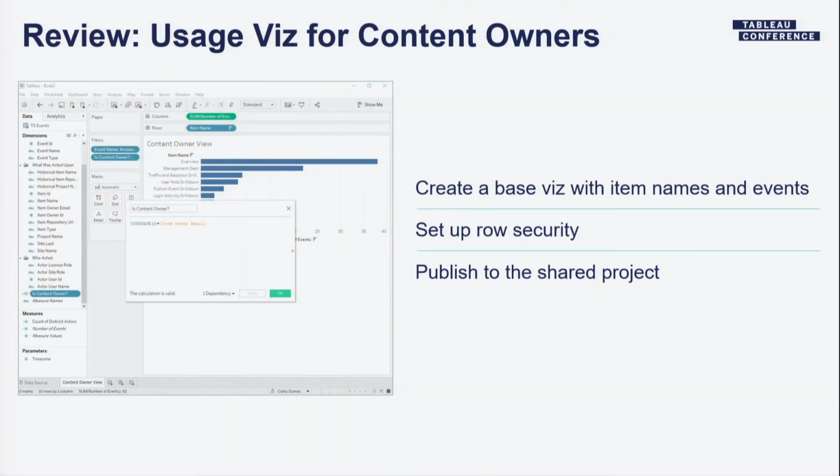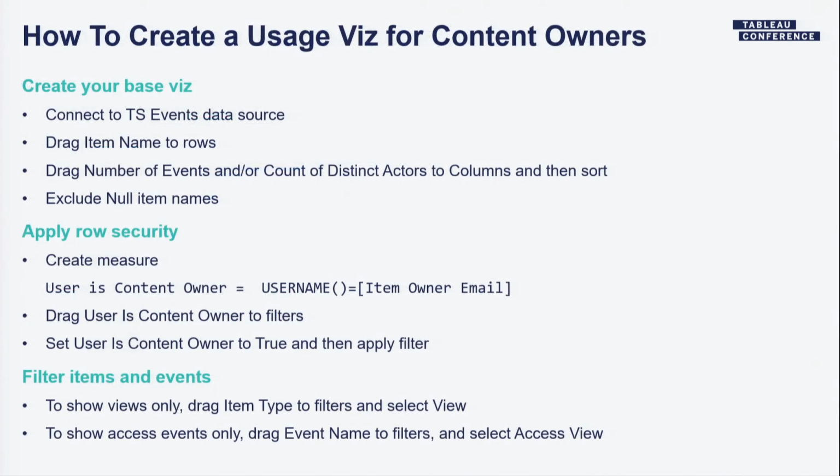So we just created a base viz. We set a measure with row security, and we published it to our shared project. And this is the calculation that we use. We use the TS events data source and do the row security on the owner email. All right, so questions about that one?